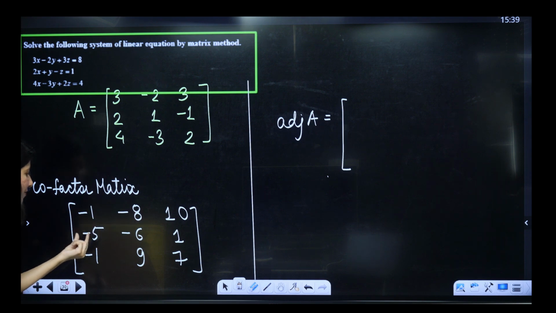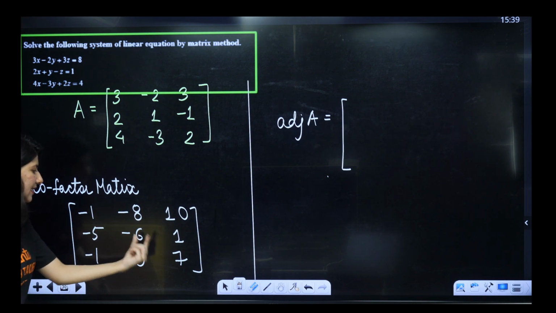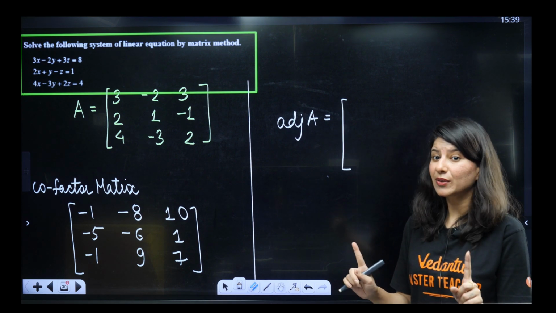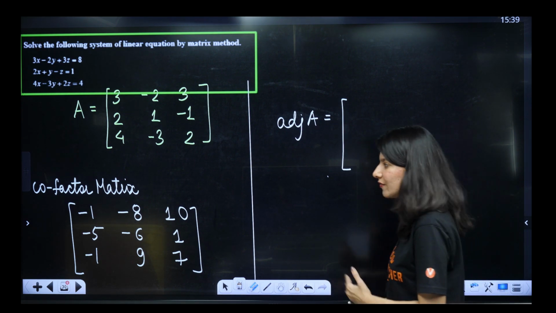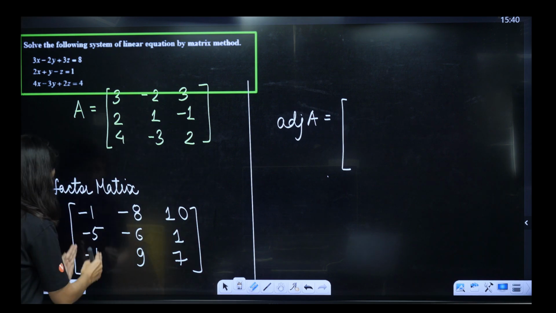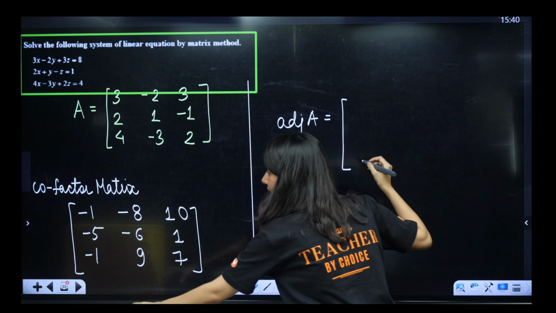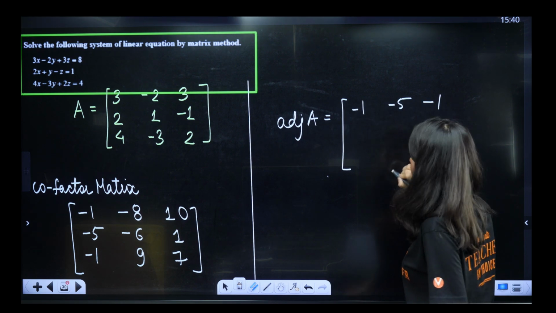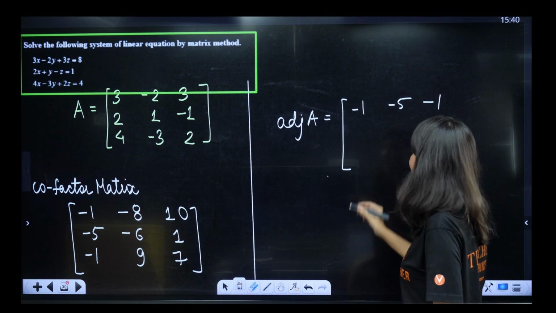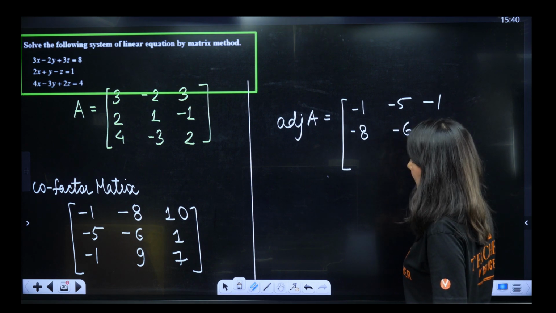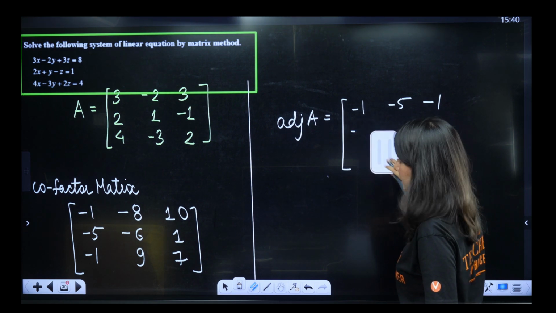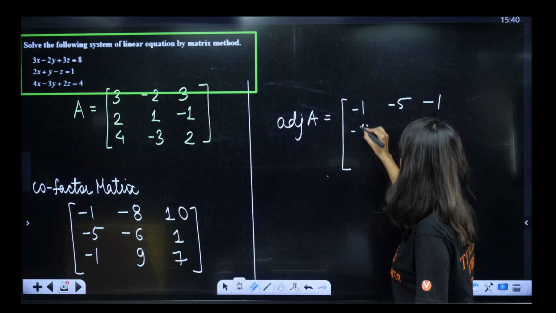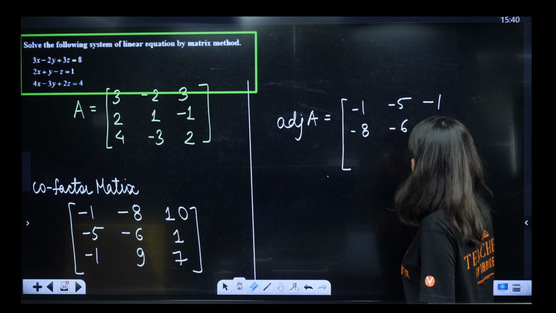Minus 1, minus 8, 10, minus 5, minus 6, 1, minus 1, 9, 7. You can match the values. I have done that for you. This is your cofactor matrix. Now, you have to calculate adjoint, right? Just take transpose of it. How do you take transpose? Minus 1, 5, minus 5, minus 1 is in column 1. I have to write it in this manner. Minus 5, minus 1. Okay. Minus 8, minus 6. Not this, so this I have written like this. Minus 8, minus 6 and 9 will be written like this.